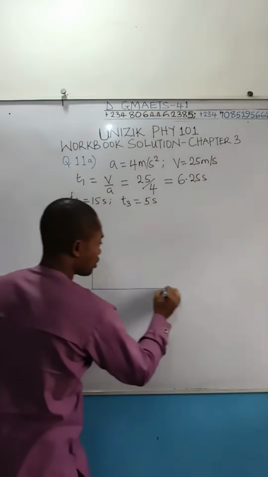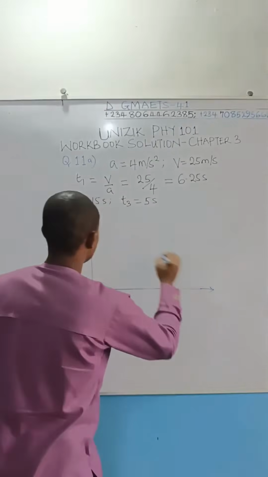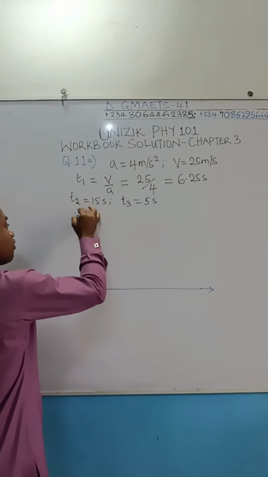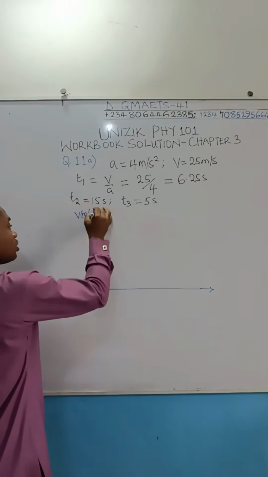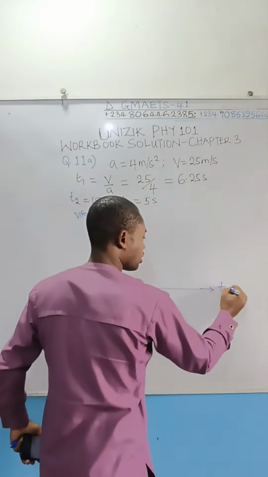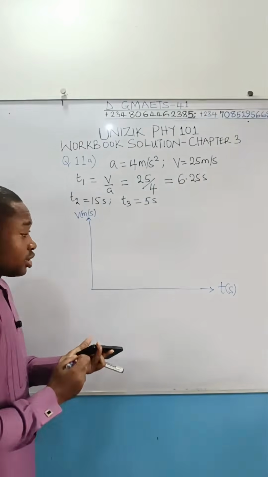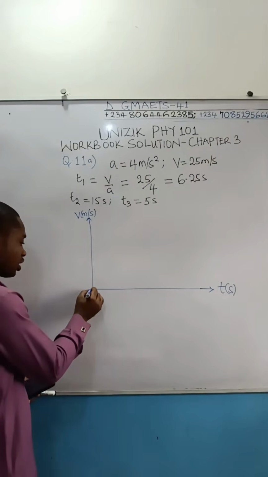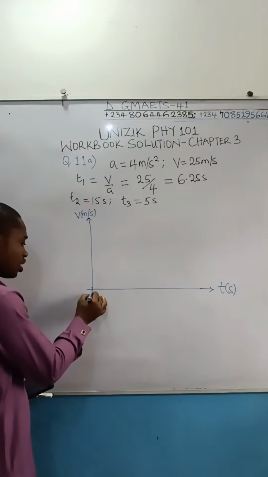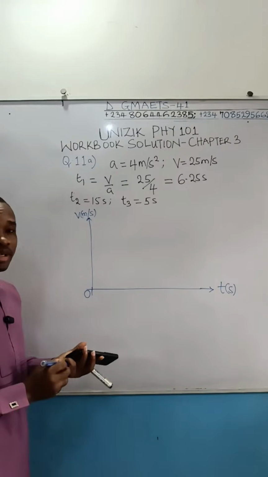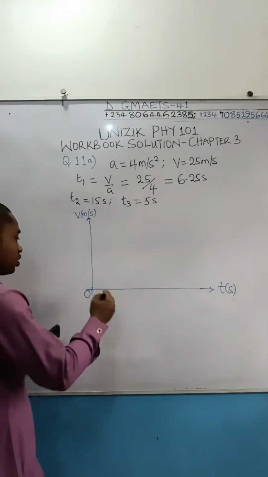So with this information, we can sketch the velocity time graph, because we're going to have something like this. The vertical axis is your velocity in meters per second, and the horizontal axis is your time in seconds. Now the motion begins from rest here, so this is our origin. Since it began from rest, that will be the 0 point.